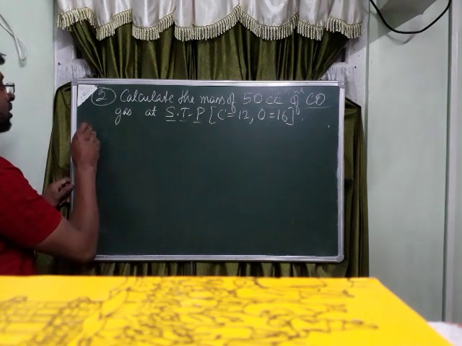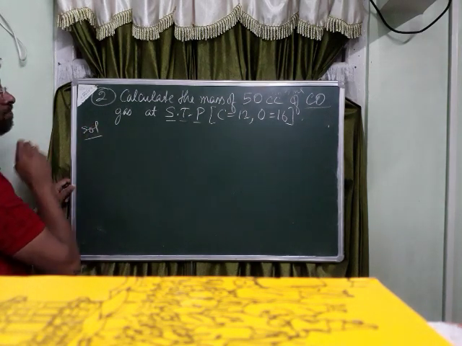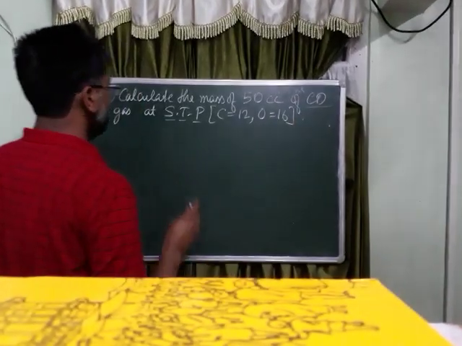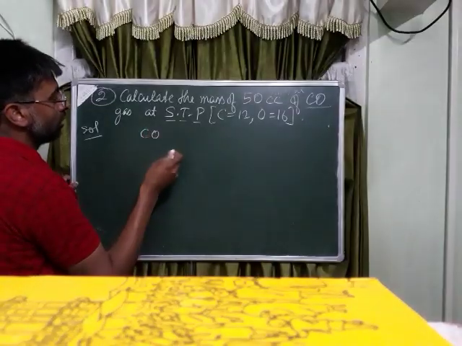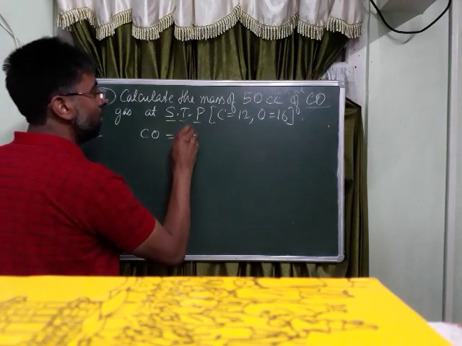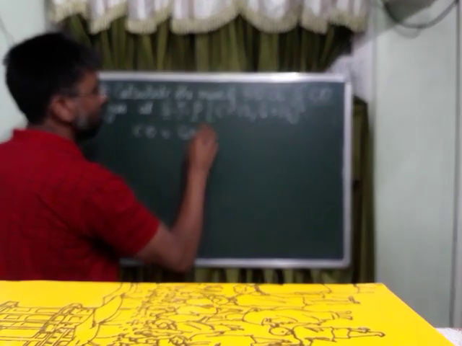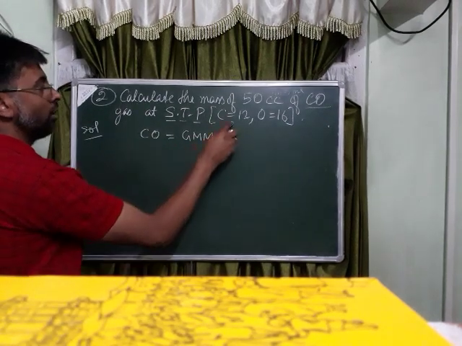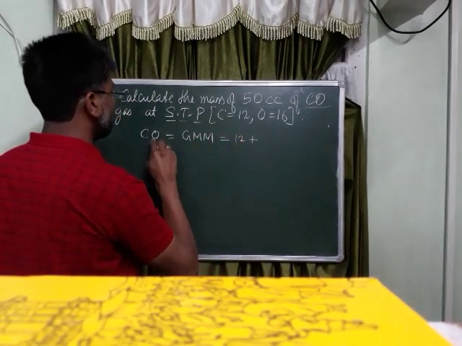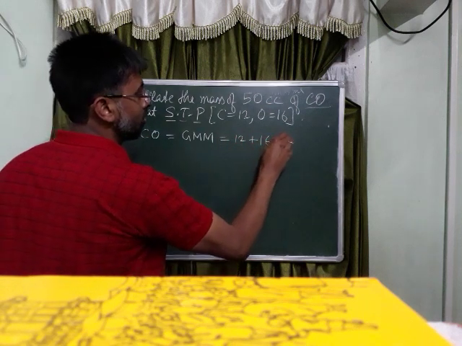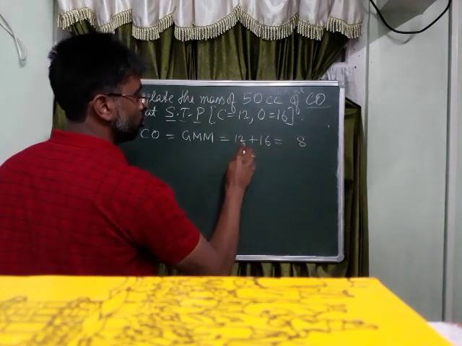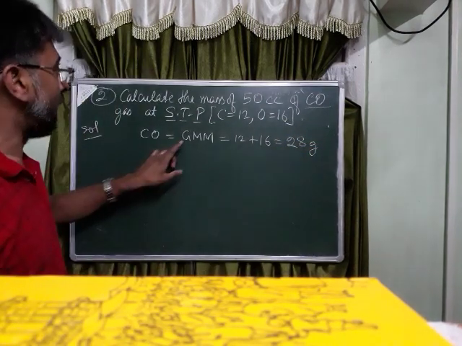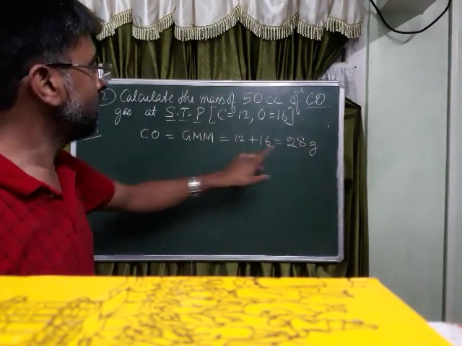So, let us solve it. Solution. Now, the formula of carbon monoxide is CO. So we write it down, and beside it I will calculate the gram molecular mass of CO. Carbon is 12, so 12 plus oxygen is 16. This gives me 28 grams. The gram molecular mass of carbon monoxide is 28 grams.